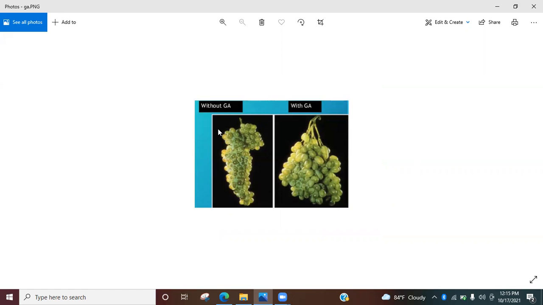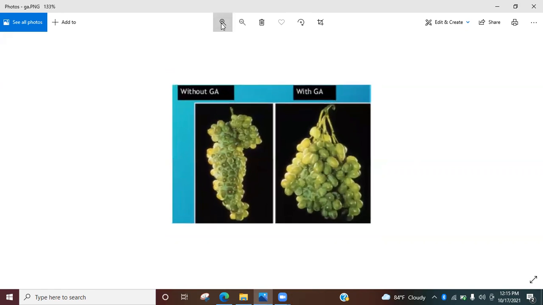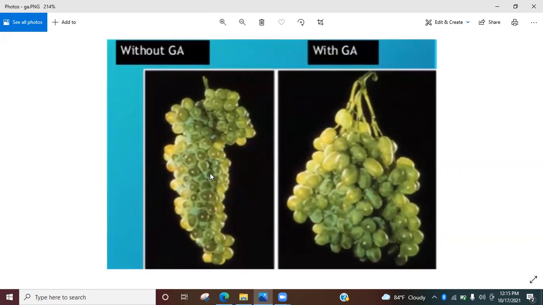In this picture, here's the fruit without gibberellin, and here with gibberellin. Now you can clearly see the difference between these two pictures. So it's clear that gibberellin helps growth of the fruits.